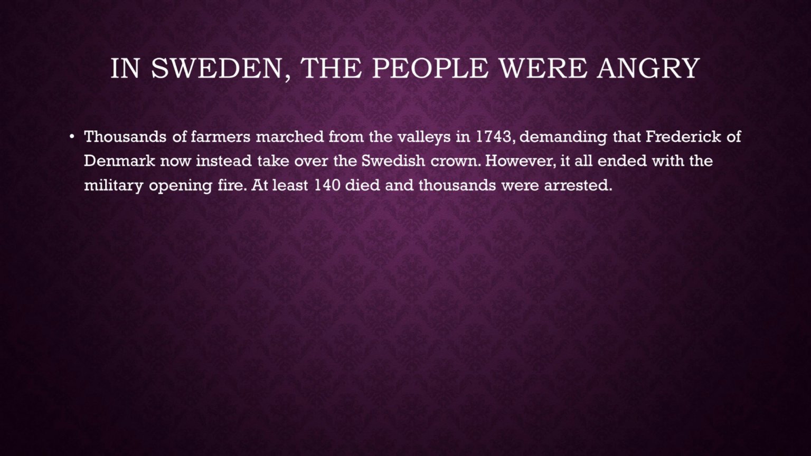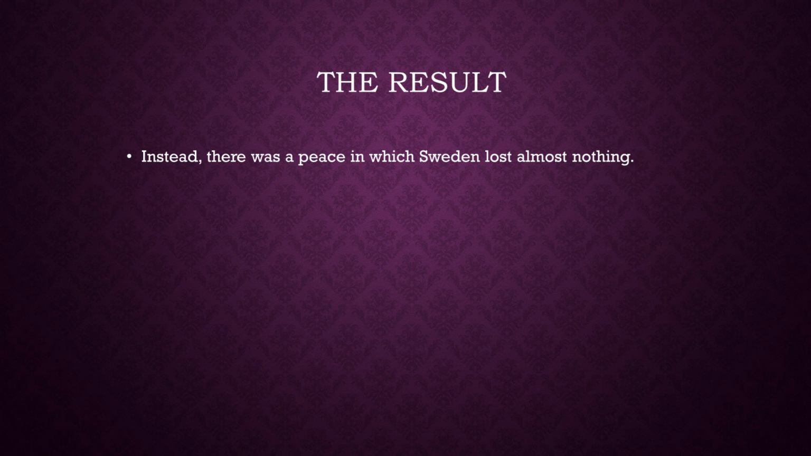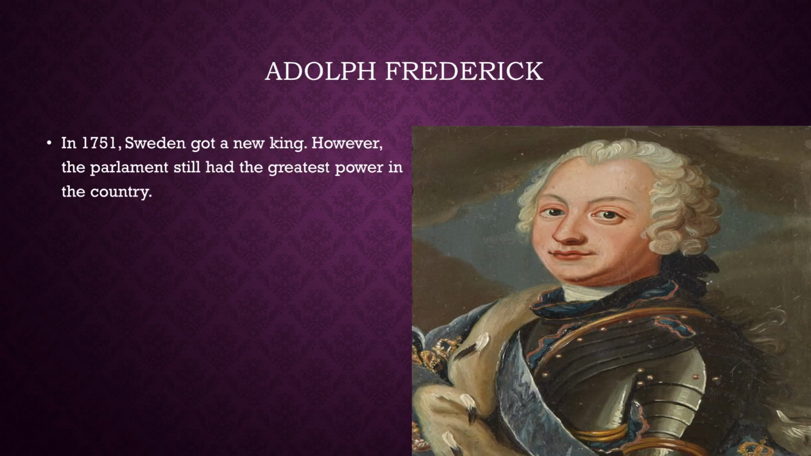In Sweden, the people here were really angry, considering the fact that thousands of farmers marched from the valleys in 1743 demanding that Fredrik of Denmark instead now should take over the Swedish crown from Ulrika. However, it all ended with the military opening fire and at least 140 people died and thousands were arrested. The result instead was a peace treaty with Russia where Sweden lost basically nothing. But Ulrika Eleonora was to step down as a Swedish queen.